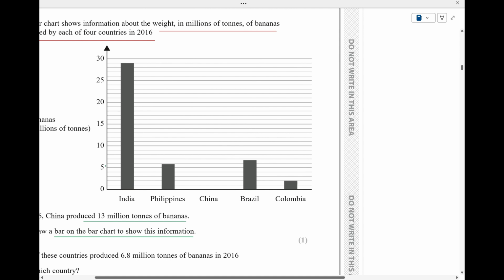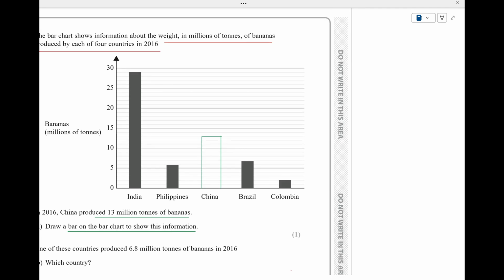Now be careful of your scale. Although this time, look, the scale looks okay, doesn't it? So I've got to draw a bar for China that's going to go up to 13. Of course, you'd use a ruler and a pencil, I hope. But here is mine, and it goes up to 13.